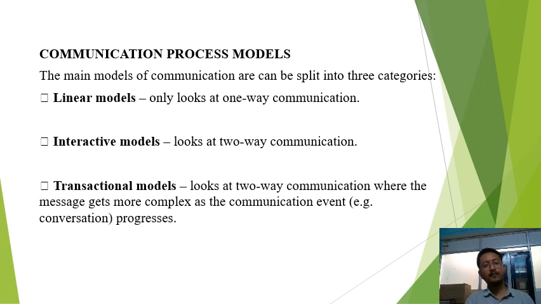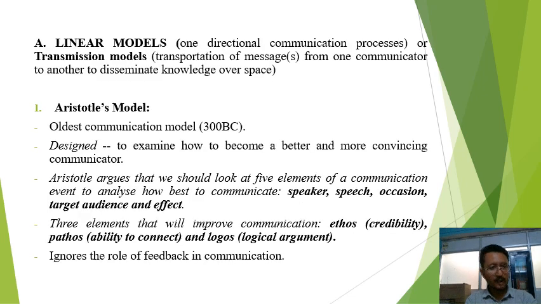So let us look at each type of model in detail. Starting with the linear models, like I've already mentioned, these are one-directional communication processes, right? That is, the message passes from one source to the other. It's just about the transmission, which is why it is also known as the transmission models. In other words, the message transmits from one communicator to another in order to disseminate the knowledge over space that is available, right?